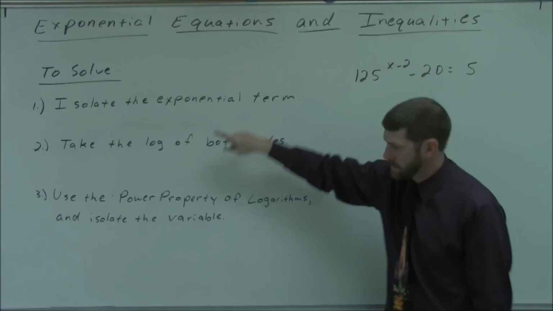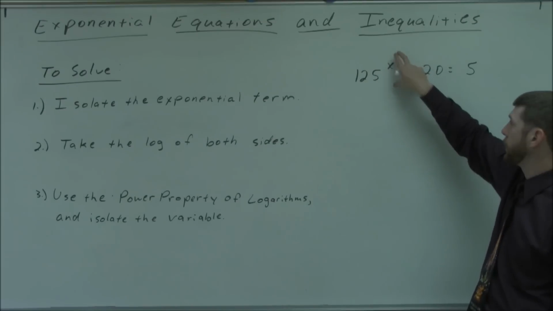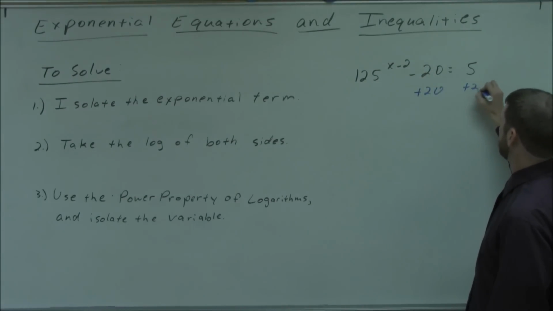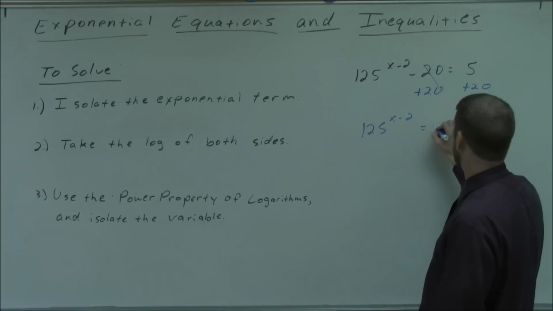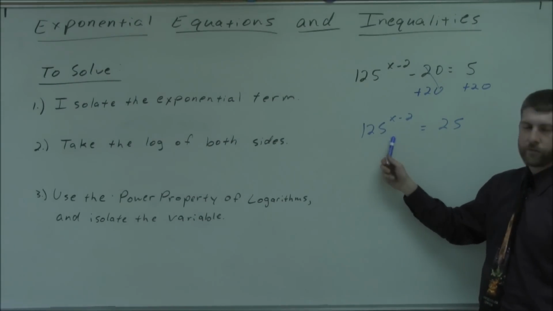So first we're going to isolate the exponential term. So I've got to get this base and this x minus 2 by itself. So I've got to dump that 20 to the other side. So plus 20. So 125^(x-2) equals 25. Next, I've got to get rid of this base.